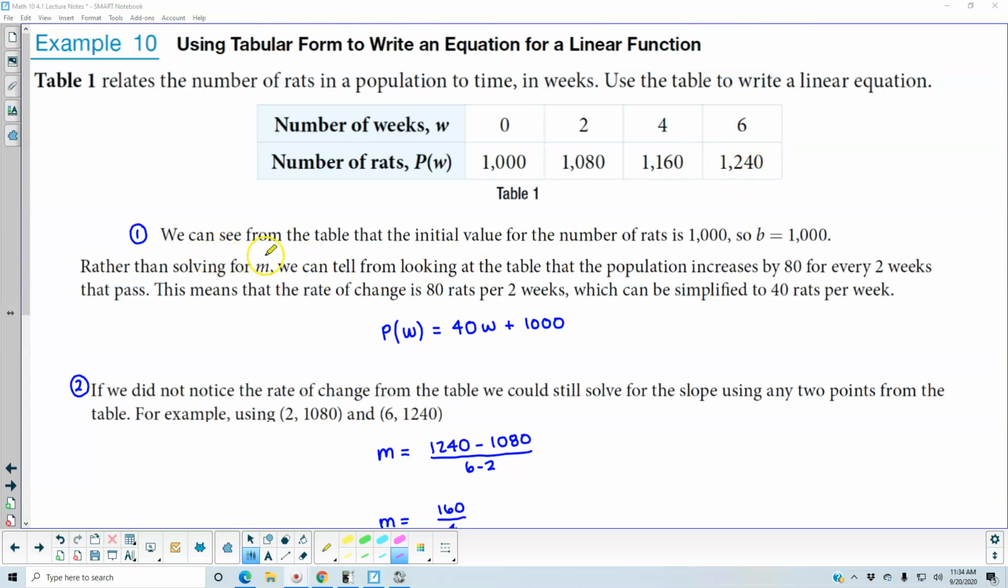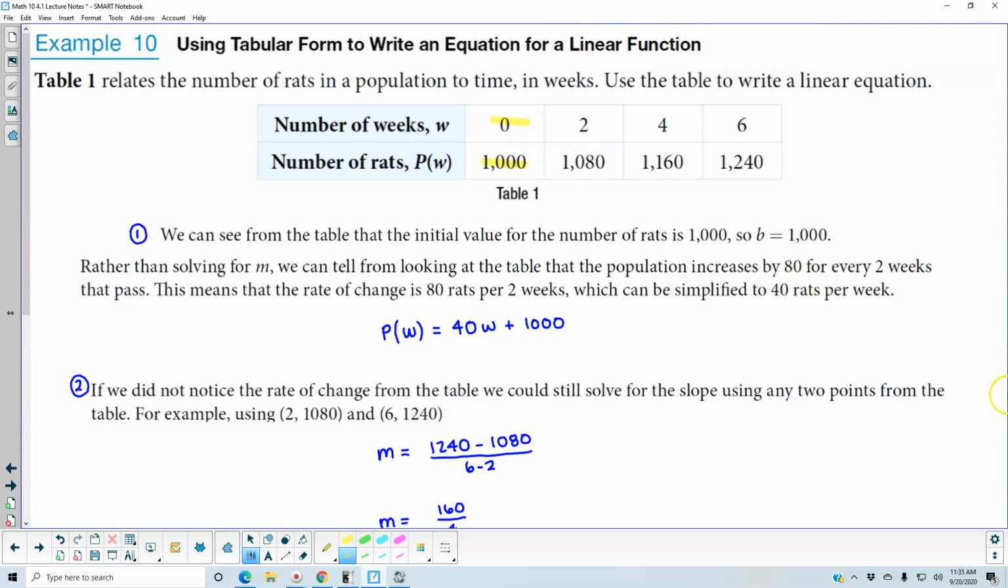Now in step 1, we can see from the table that the initial value for the number of rats is 1,000. So that means that when W is 0, the output is 1,000. So now we know that B is equal to 1,000. Rather than solving for M, we can tell from looking at the table that the population increases by 80.